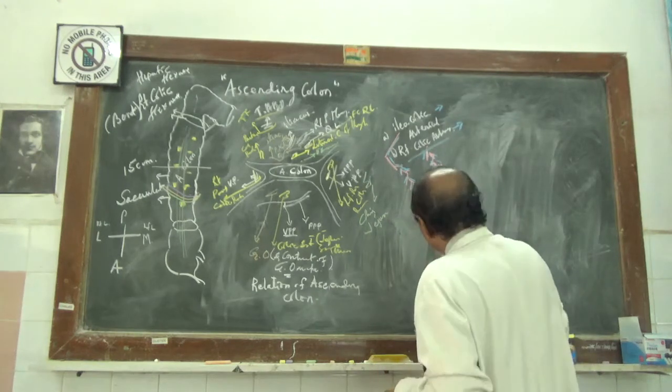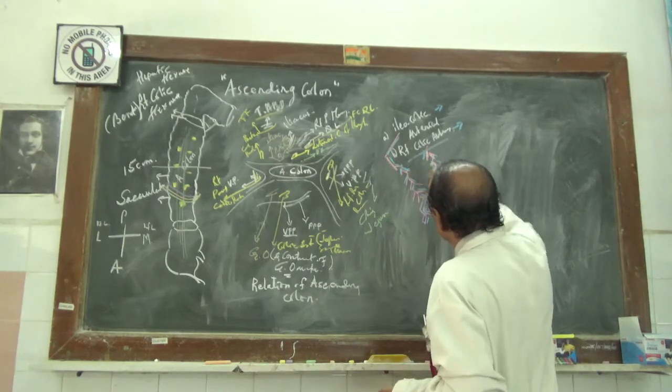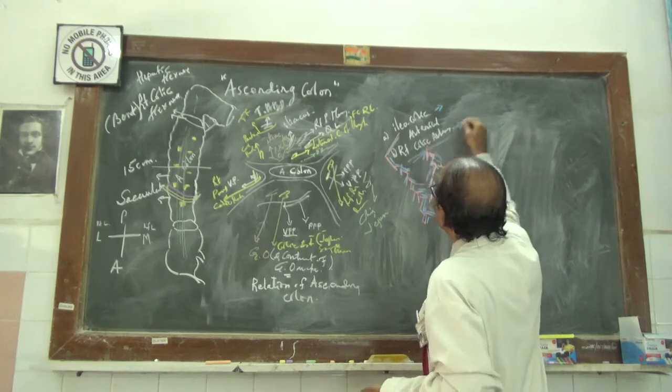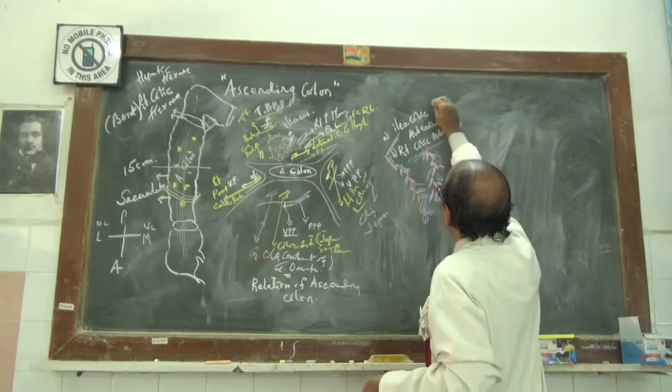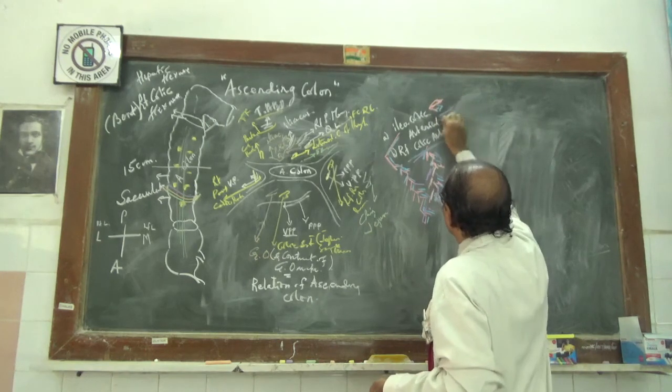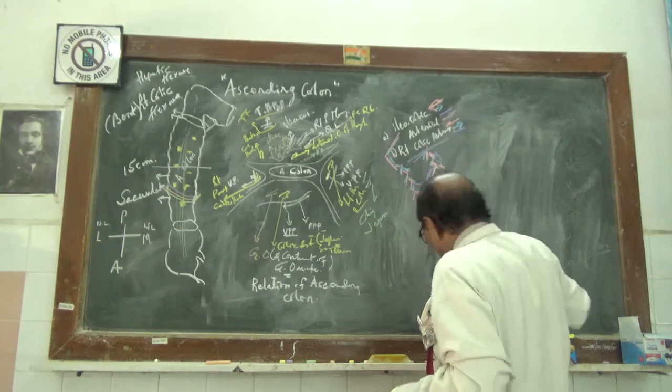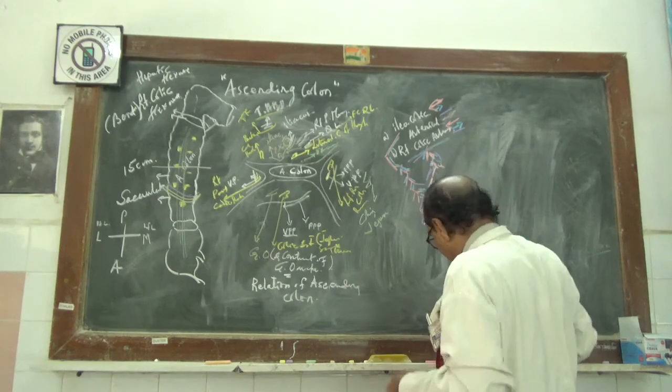Now lymphatic will be purple, so red will be the arterial. So you will get into this.